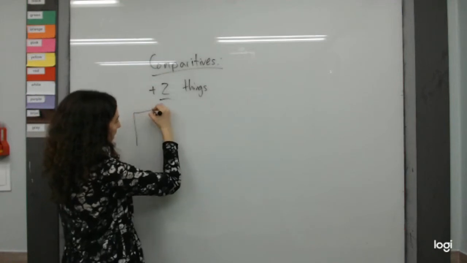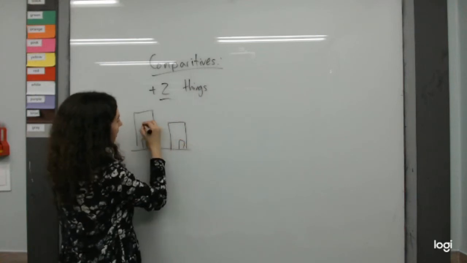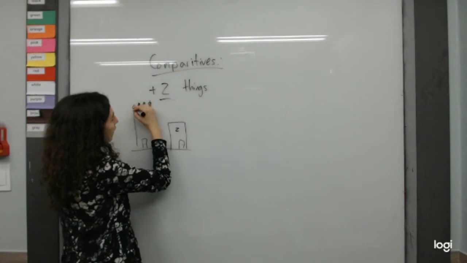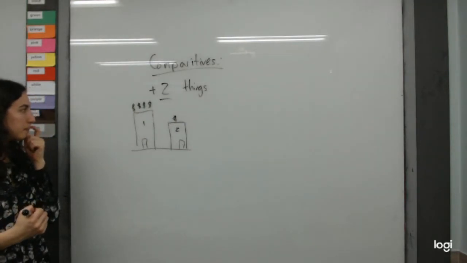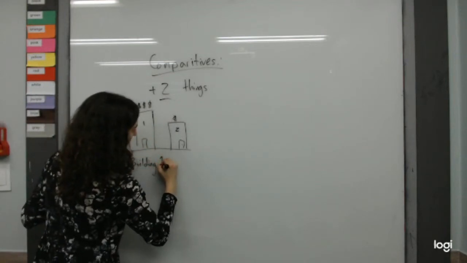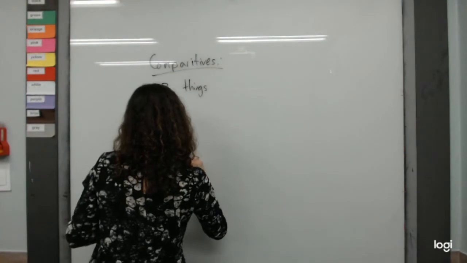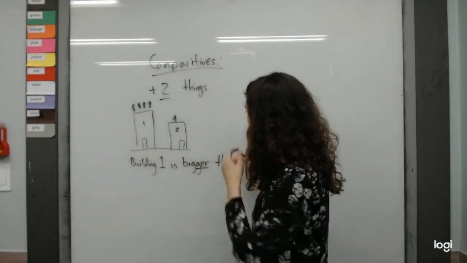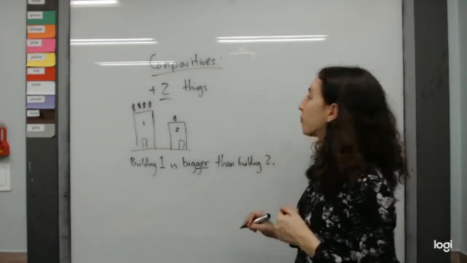So we have two ways to make them. Let me draw my buildings. So we see building 1 and building 2. Building 1 is $4, and building 2 is only $1. So we can say building 1, and we want to talk about the size. Building 1 is bigger than building 2.